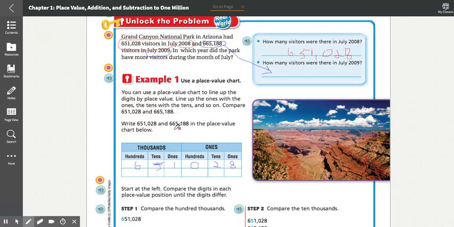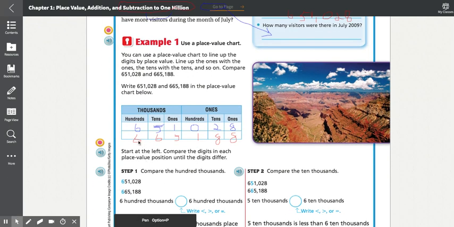We also are going to write the second number in so we can compare. So starting at the ones column, we're going to put an 8 in. Tens column, another 8. Hundreds column, a 1. The thousands column, a 5. The 10,000 column, a 6. And the 100,000 column, another 6. Okay.